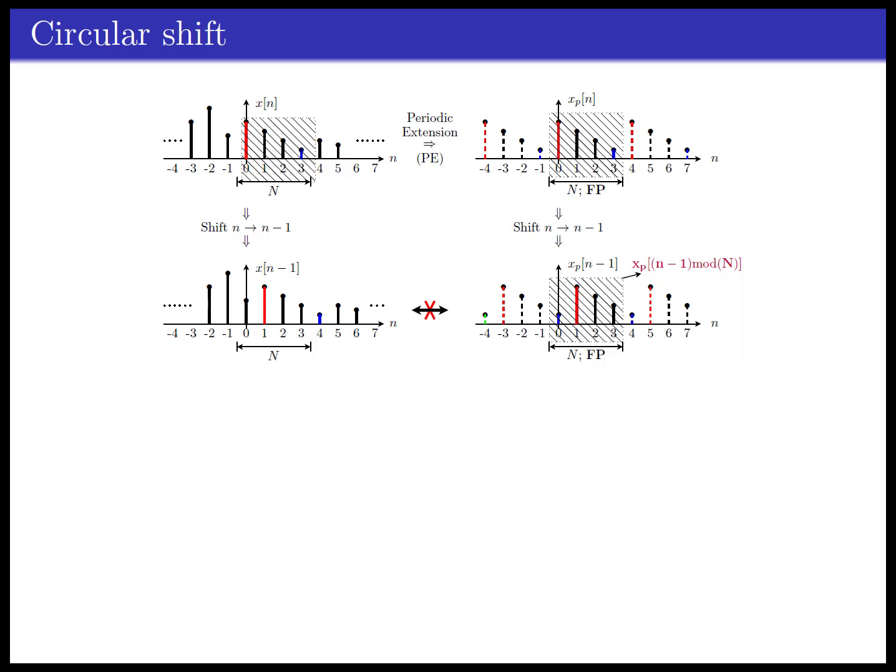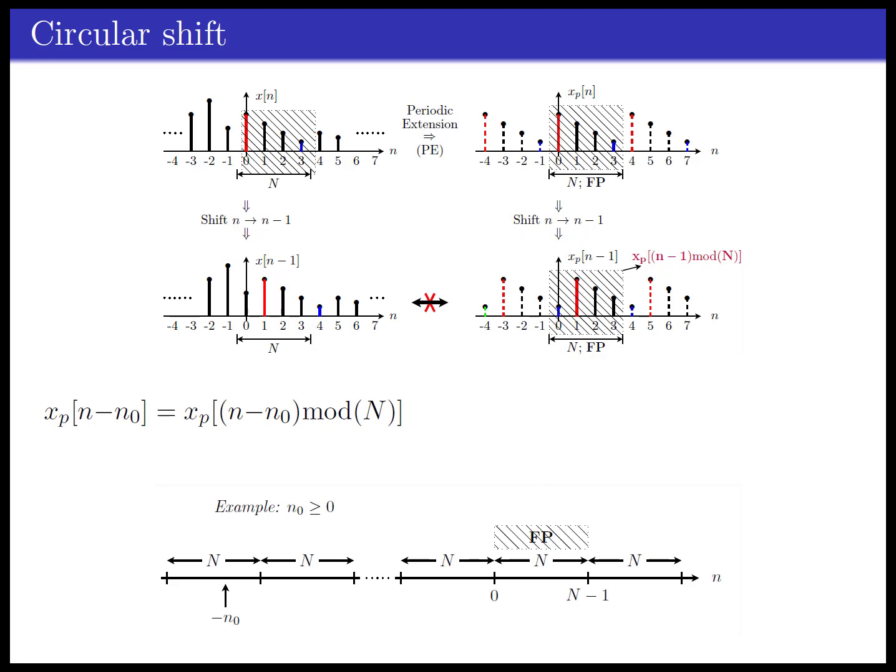In the following slides we need an explicit expression for this modulo representation within the fundamental period. This goes as follows. Assume a shift of the periodic extended signal x_p[n] over n0 samples, in which n0 is assumed to be a positive integer. As a first step, we can represent the shifted sample at index -n0 within the fundamental period by adding an integer amount lambda times N.